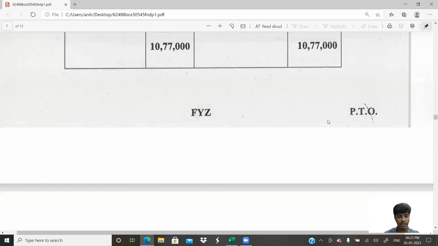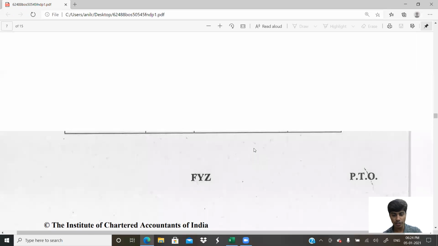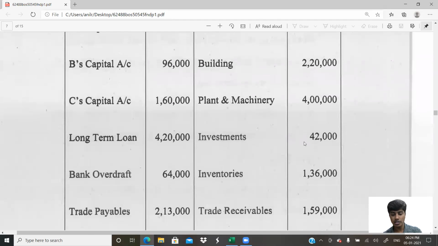Come on, let's continue reading. What else is the adjustments given? Building over, plant and machinery over of the respective balance sheet values. Investments are to be valued or to be taken over by retiring partner at 46,000. Taken over by the retiring partner adjustment would come in partner's capital account. But first we would have to revalue, then it will be taken over. First, the value of the investments is to be recorded at 46,000. Let us see what is the value of the investments. Investments is of value 42,000. Now we should make it 46,000 and then give it to partner.